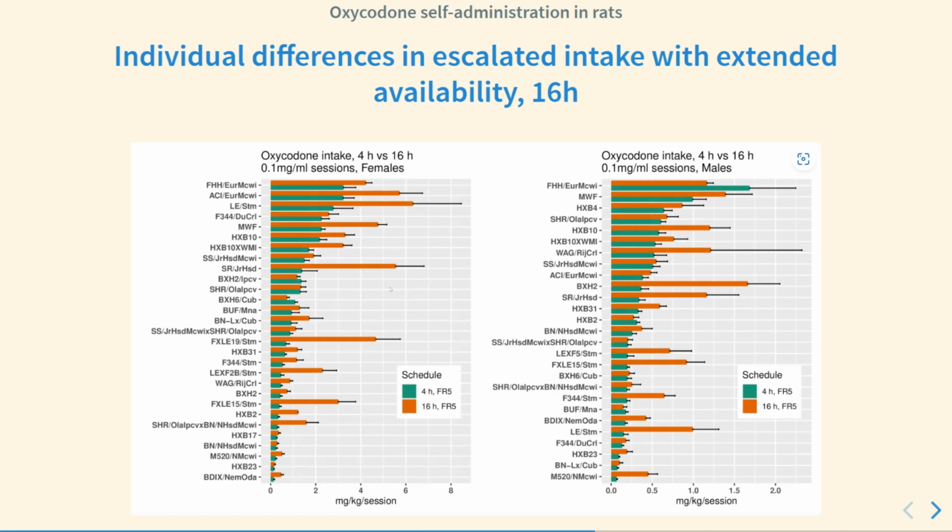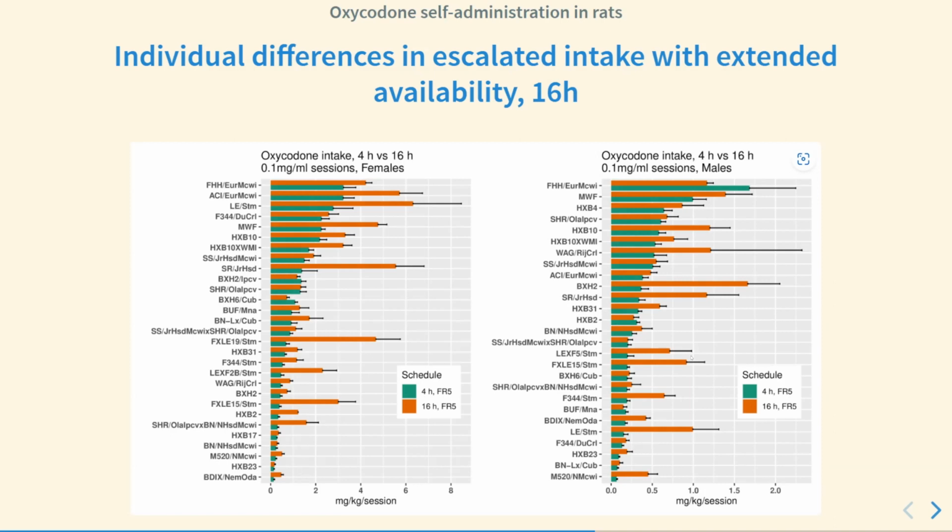But other strains, like this strain, when the drug is available, they just keep consuming more and more. So this big strain difference in terms of 4-hour versus 16-hour, we think is a very interesting trait. It models where drug taking is out of control. So with the 4-hour access, some strains take enough, and when the availability is increased, some strains don't have the same control. They just keep taking the drug, and that is true for females, and that is also true for males.